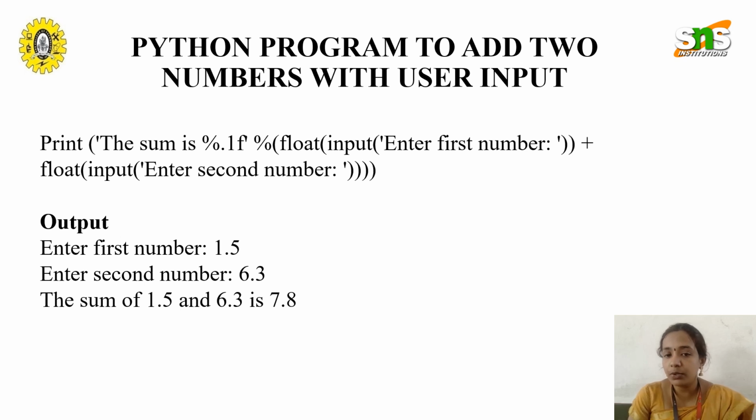Percentage, float input, enter first number, plus float input, enter the second number. So actually in a simple line itself, I'm getting the input in the same place, I'm adding the input and I'm displaying it in the output. So this is the main purpose of this program. These are expert level or intermediate level for Python programmers. So this also you can try.